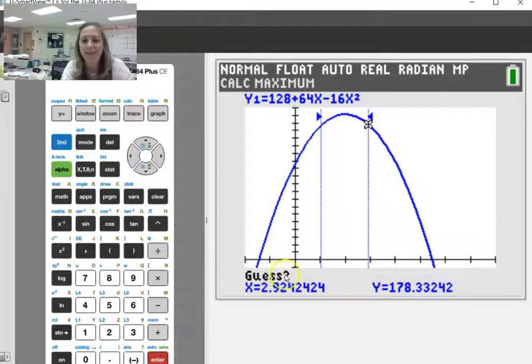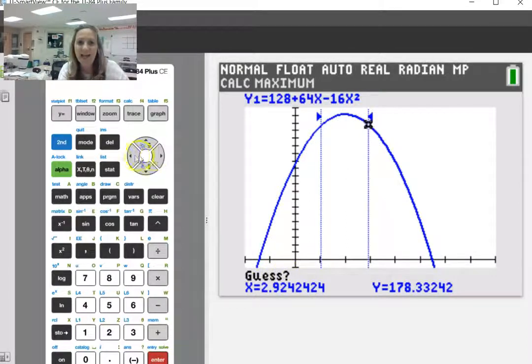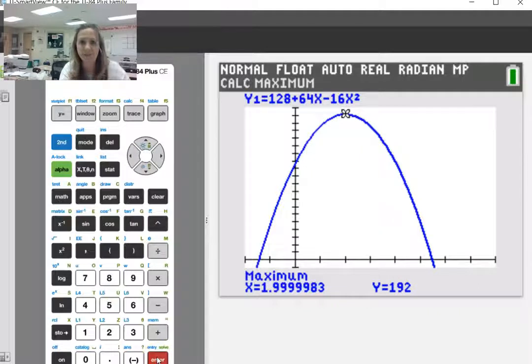Notice now at the bottom it says guess. I like to move close to the point. You don't have to, but I like to move close to the point and then press enter, because it's like asking me what's your guess, and so I like to think about that as moving to the guess. But then it'll move to your maximum.